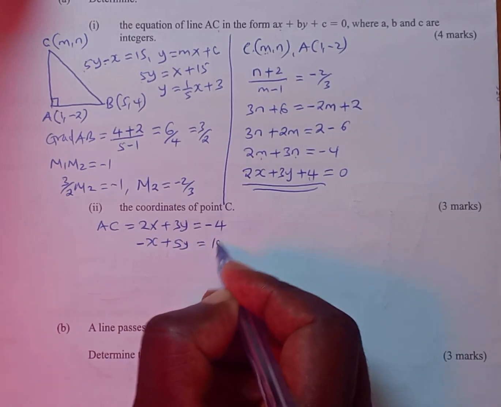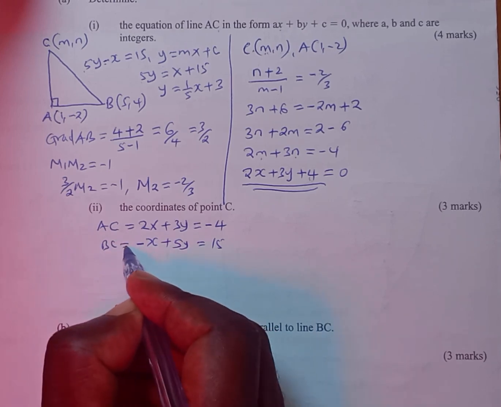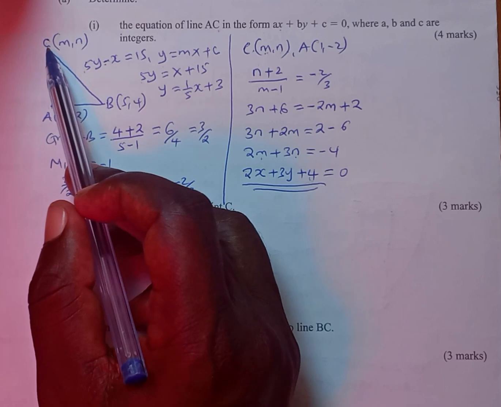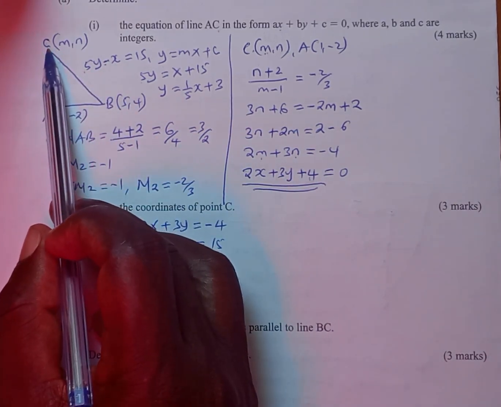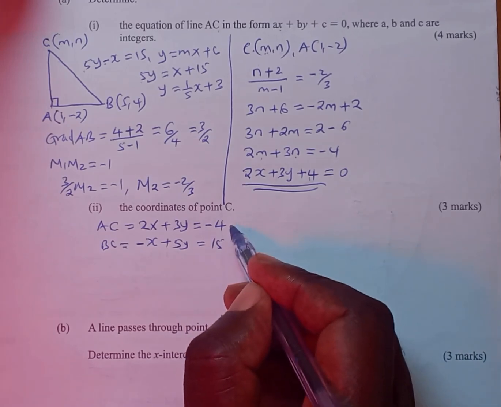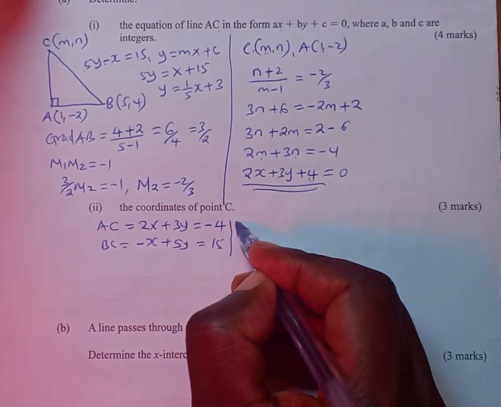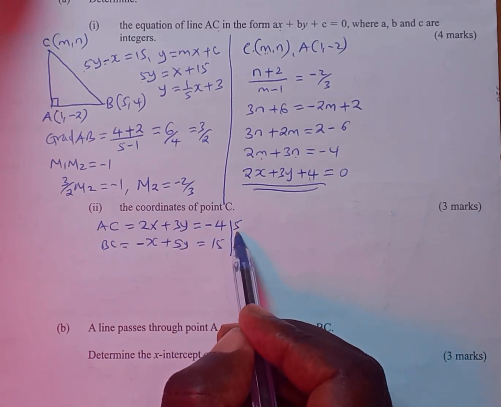We equate this to 15. This is actually BC. The reason why we are using AC and BC is because C is a common point between the two lines, and therefore we call it a point of intersection. We solve this using elimination method. We multiply equation 1 by 5, then equation 2 by 3. Then from there we proceed.